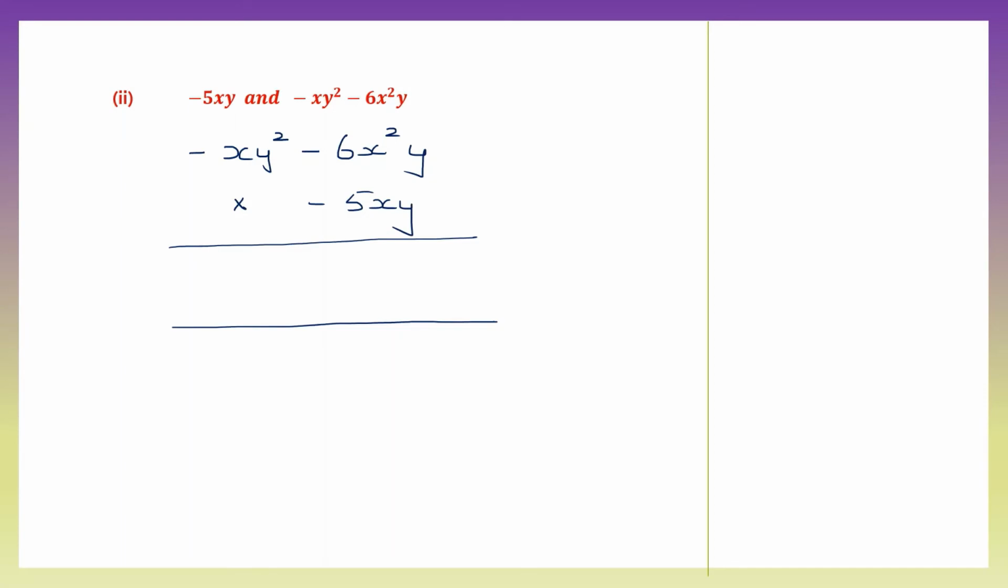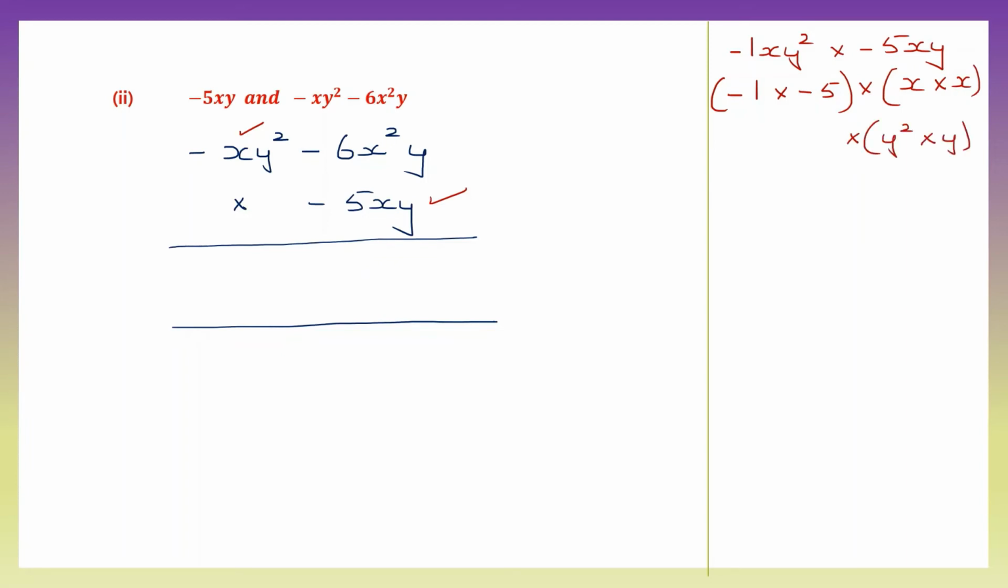Question 2. So here also let's take minus xy square minus 6x square y into minus 5xy. Okay, so first we're going to multiply minus 5xy with minus xy square. So let's write it down. Minus 1xy square into minus 5xy. So first let's take all the numbers. So that is minus 1 into minus 5. Let's take the x. We have x into x. We'll take the y. We have y square into y. Now minus into minus is plus. 1 into 5 is 5 into x to the power of 1 plus 1 into y to the power of 2 plus 1. So that becomes 5 x to the power of 2 y to the power of 3. So let me write it down. It becomes 5x square y cube.